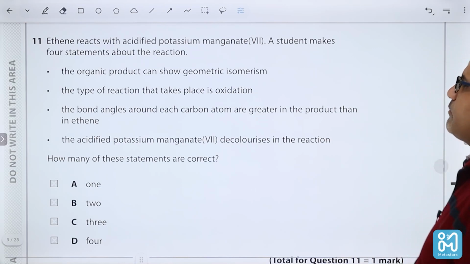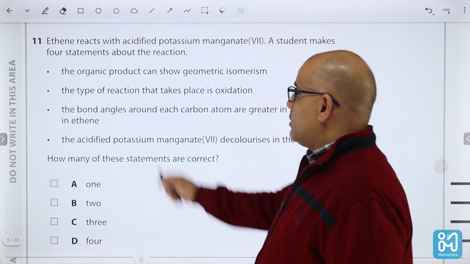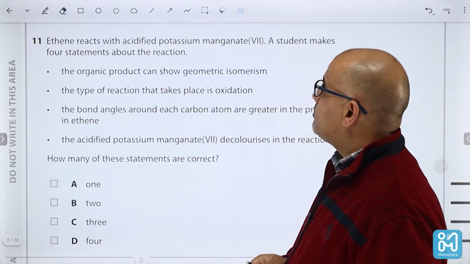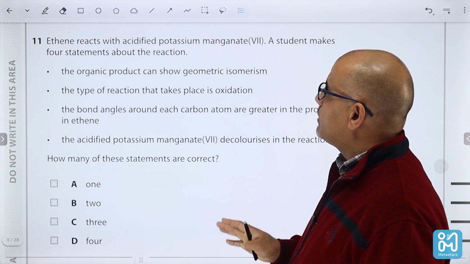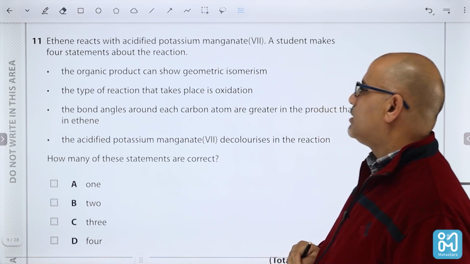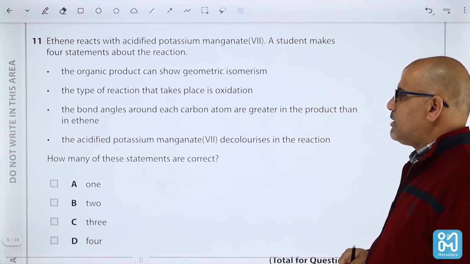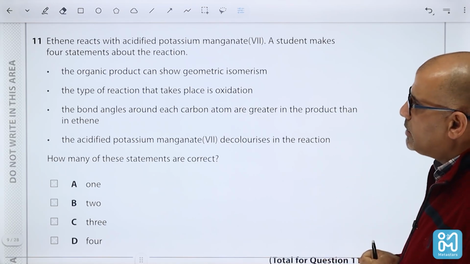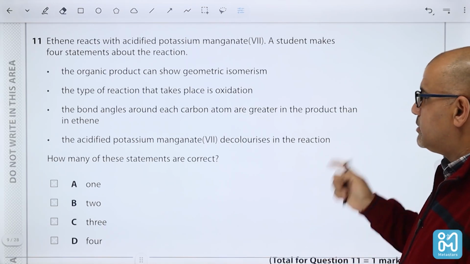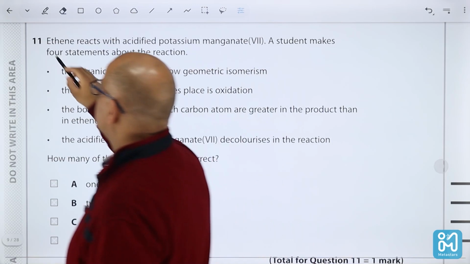Ethene reacts with acidified potassium manganate(VII). A student makes 4 statements about the reaction. The organic products can show geometric isomers. No, because there is no double bond. The type of reaction that takes place is oxidation. That's right. The double bond is oxidized. So this is a correct sentence.